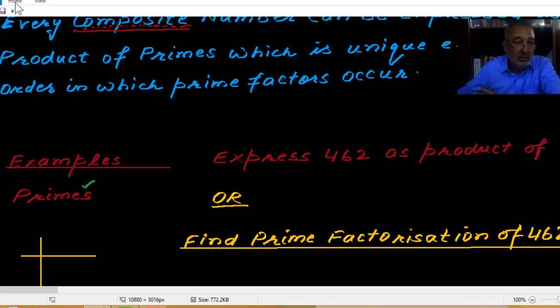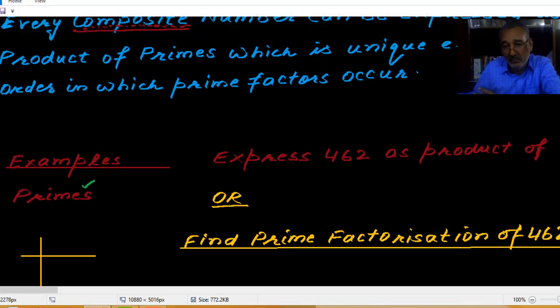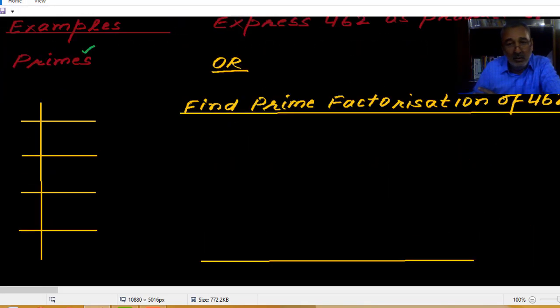So what should I do now? I am taking the same color. First of all, I have to write 462 and I will start the process of division. Whether this number is divisible by 2. Yes? Then divide it. 2 2 is 4, 2 3 is 6, 2 1 is.